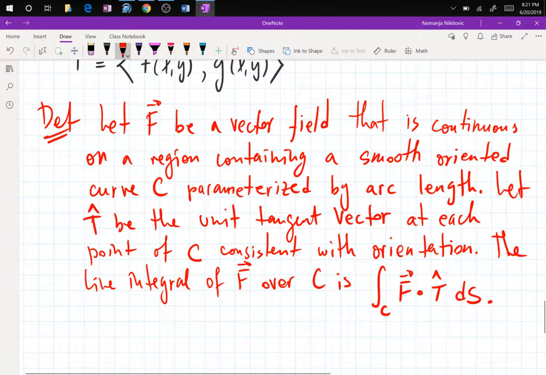What is all this mess? First we understand continuous, we understand vector field from last time. What is the smooth curve? Smooth curve is a circle, is a straight line, is anything that doesn't have an edge or a corner.